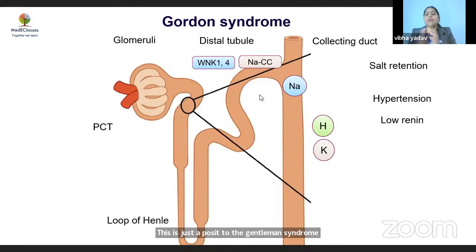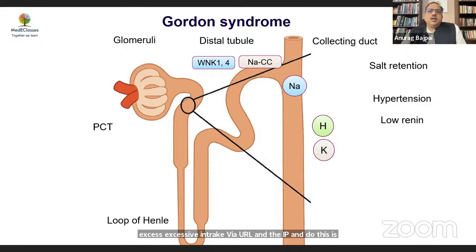So if we conclude all the causes, we can just summarize them as renal and extrarenal. Extrarenals are the adrenals, and renals are renal dysfunction, glomerular and tubular, and the excessive intake via oral and IV. And this is all for.